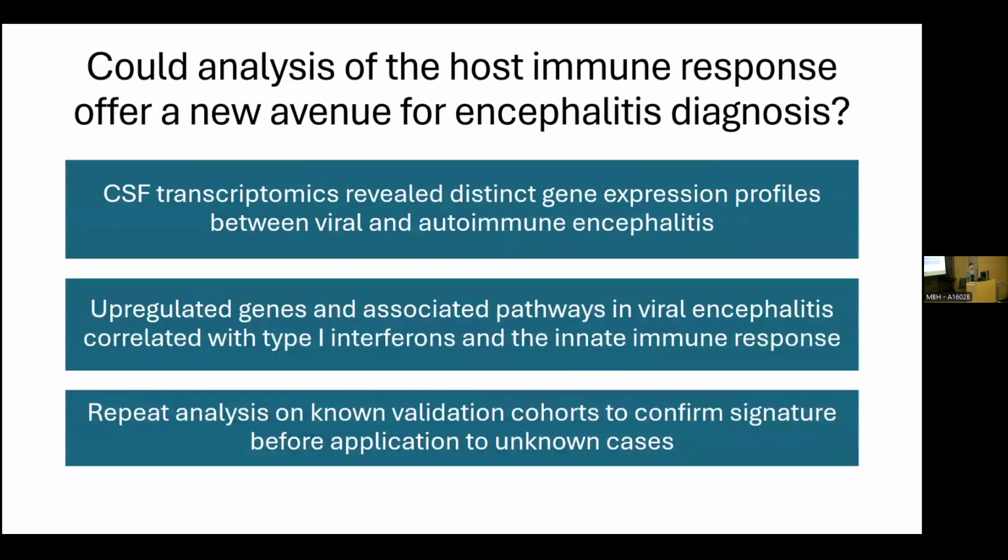So this is, again, just preliminary data showing that CSF transcriptomics in this pilot study were able to differentiate between autoimmune and infectious encephalitis. The genes in the viral encephalitis cohort were very consistent with type 1 interferons and innate immune response, but obviously we need repeat analysis on larger validation cohorts to confirm the signature before application to unknown cases, which ultimately would be the goal.